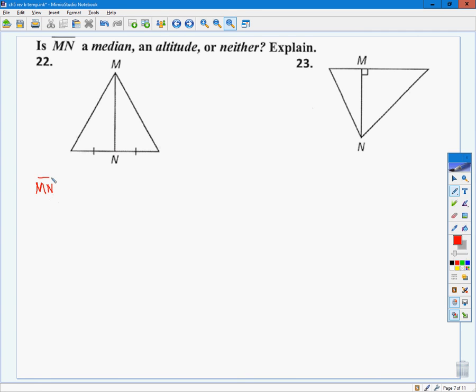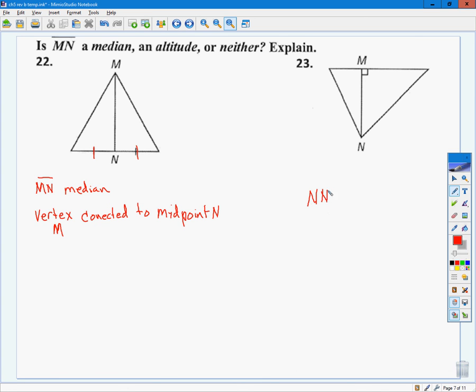MN is a median, and it's a median because it connects the vertex to the midpoint. M is the vertex, it's the point of the triangle, and it's connected to N, the midpoint. I can tell it's a midpoint because it created 2 equal parts.